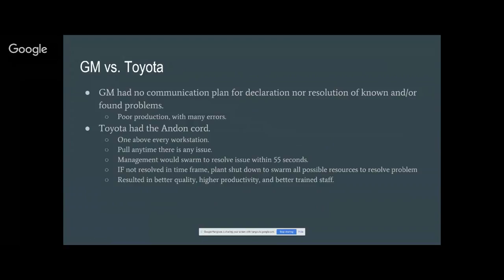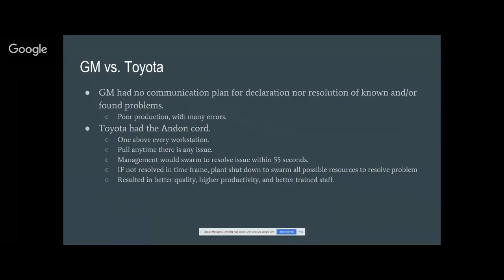had no plan for communication for the declaration nor resolution of any problems that were found or that occurred. In the book, it notes several times that vehicles would get off the production line and wouldn't have a steering wheel, or just plain simple wouldn't start, or engines were installed backwards. And these are errors that were probably discovered or seen at some point, but with no communication plan, no plan for resolving the issues, it just continued on.